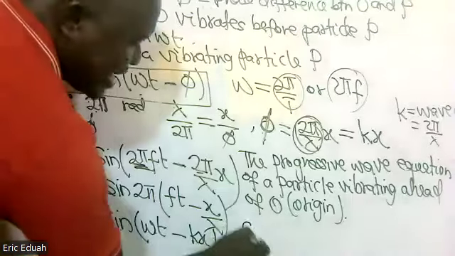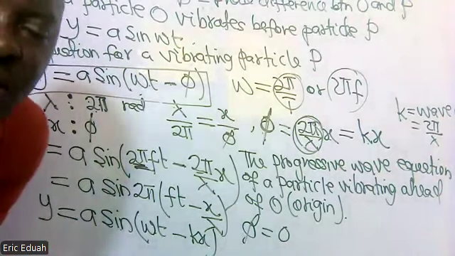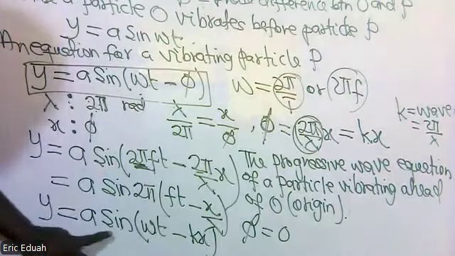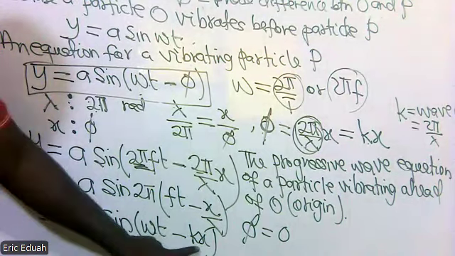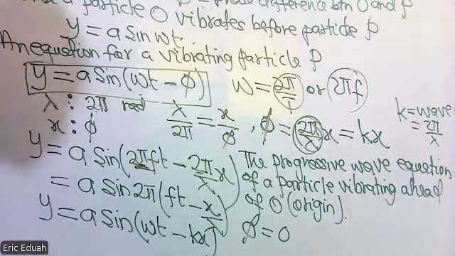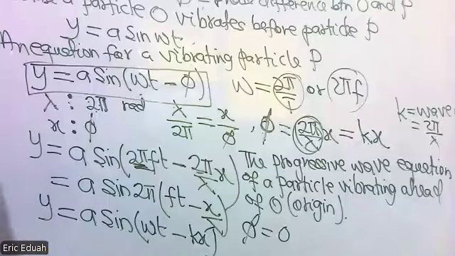If phi is 0, then it means that the wave is just starting from the origin. So you arrive at just a sine omega t, meaning phi or kx is 0. But if there is a phase difference between a particle vibrating ahead from the origin, then you see either minus or plus here. Please, if there is any question, quickly ask before I continue.